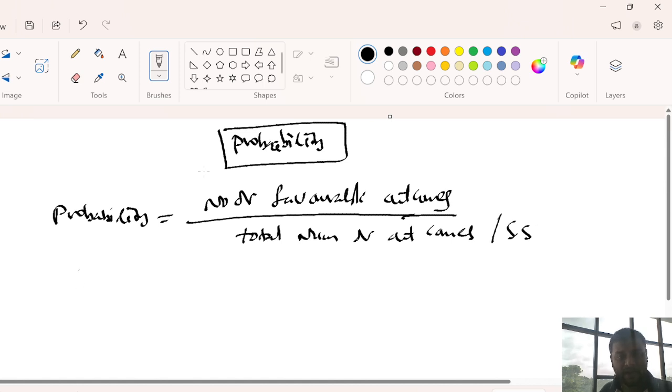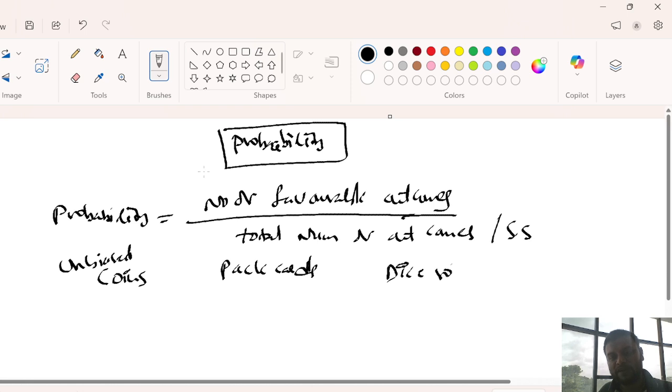We have unbiased coins. We have a pack of cards, and we will be picking cards from the pack of cards. We have dice to roll, unbiased dice, and we will be finding the probability. Probability's basic definition is number of favorable outcomes by total number of outcomes. What we do is we will take coins, next dice, next cards, and we will discuss the questions. Later we go to a PPT and answer the questions.